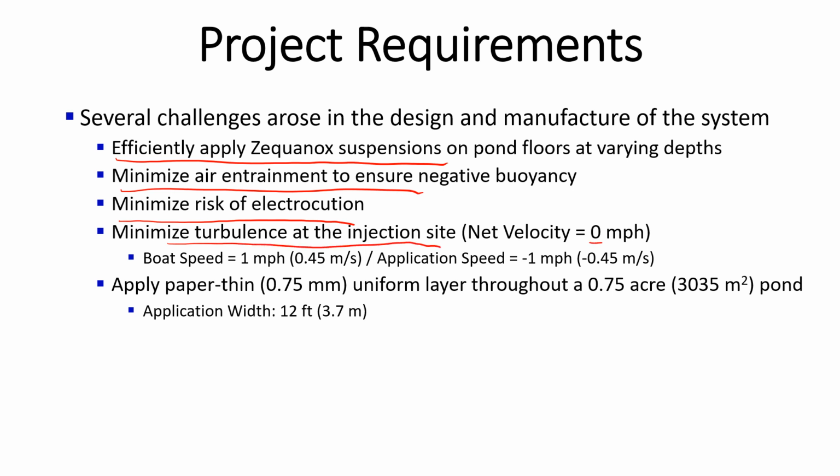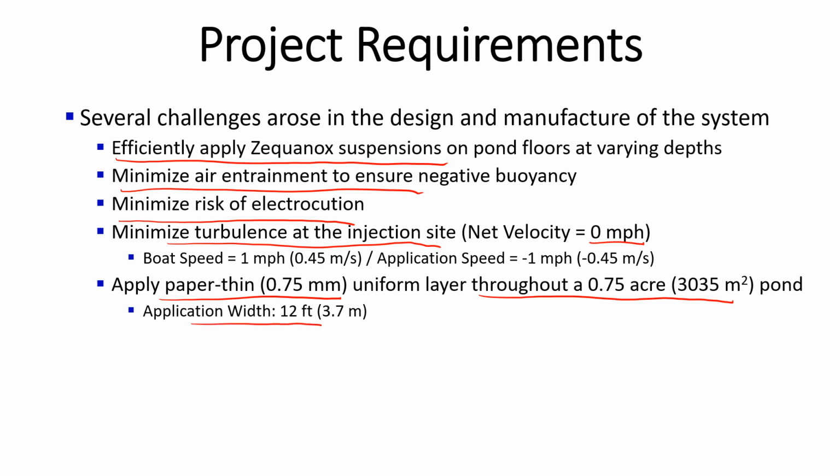So we had to arrange the flow rate of the Zequanox to match the velocity of the boat in such a way that they provided a net zero velocity on the bottom of the pond. The Zequanox layer had to attempt to be 0.75 millimeters in thickness and distribute a uniform layer around a 0.75 acre pond before returning to shore to refill.